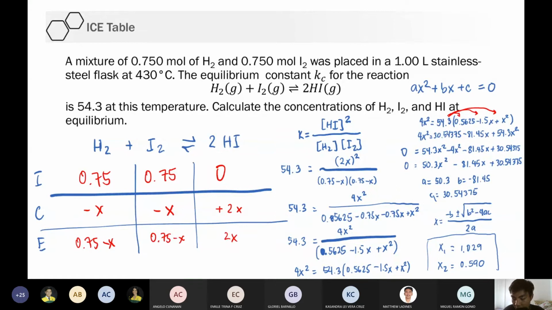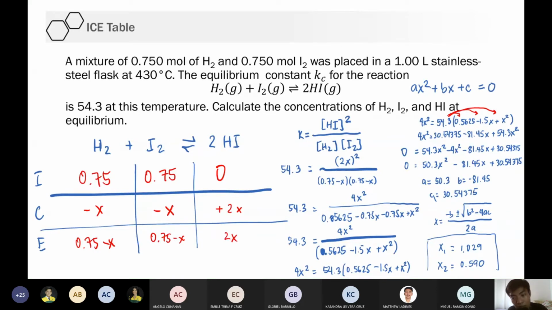Sino gagamitin ko dyan, sir? Doon tayo sa second criteria. So, for the second criteria, you always choose the x that is less than the initial concentration. Okay. So, pipiliin mo yung x that is less than your I.